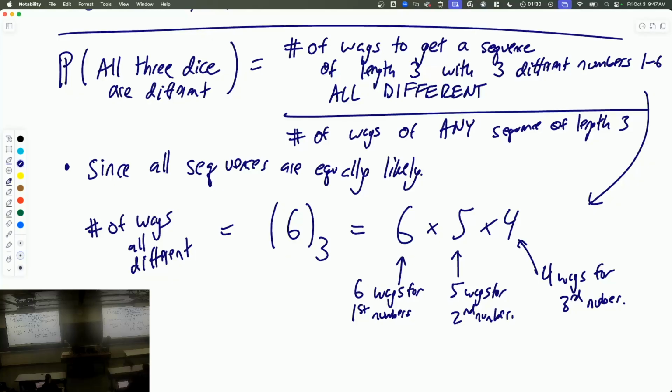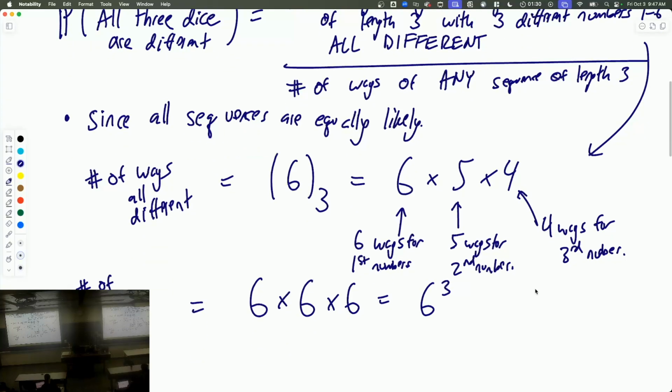And the number of ways in total, NE, is 6 times 6 times 6, also known as 6 cubed. And that's because there are 6 choices for each slot. All have 6 choices. So there's no restrictions. So all of the numbers 1 to 6 are all equally good.